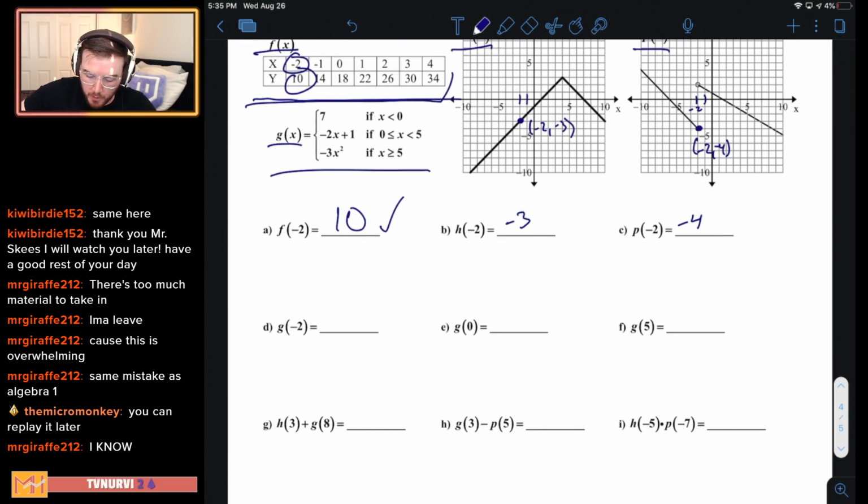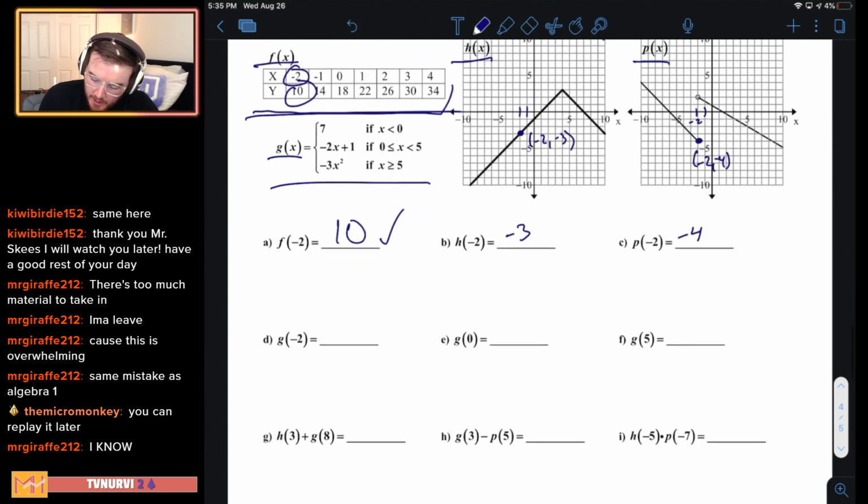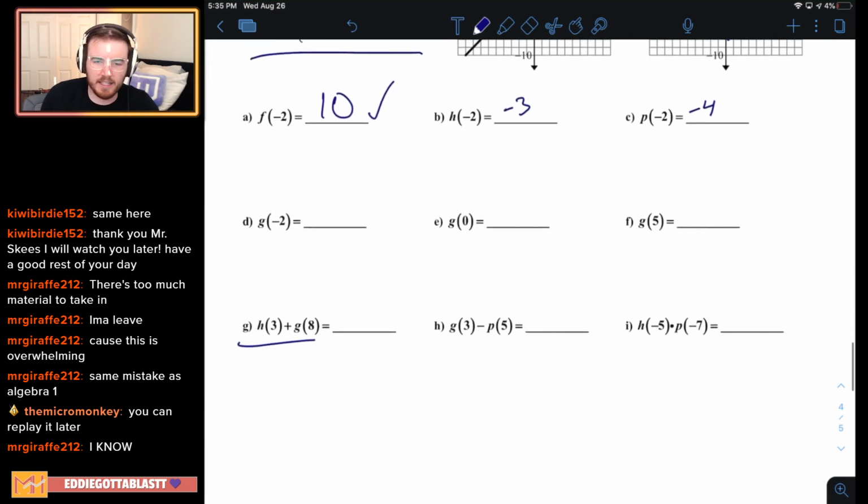I could just do a few more of these. Here's one. Let's do one that includes the piecewise function. And let's do this one. We'll go ahead and make this the last one. I feel like this gets repetitive, and we can do a few in class together.